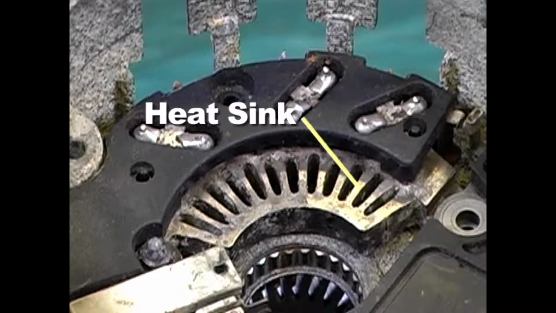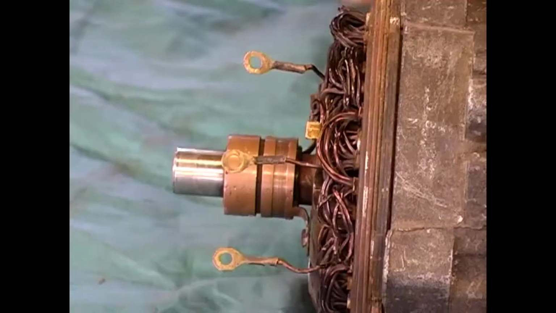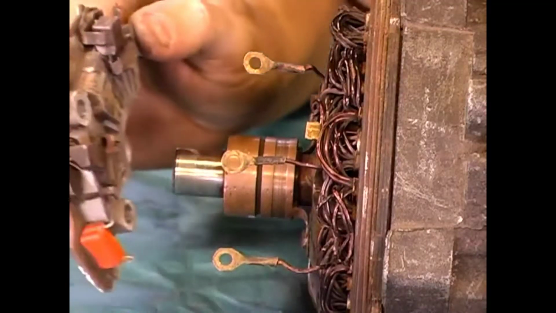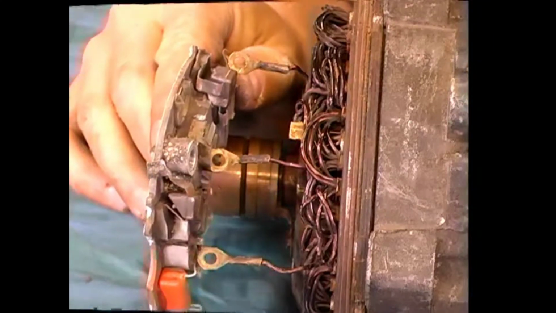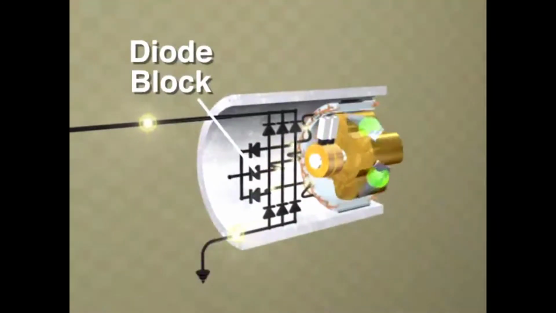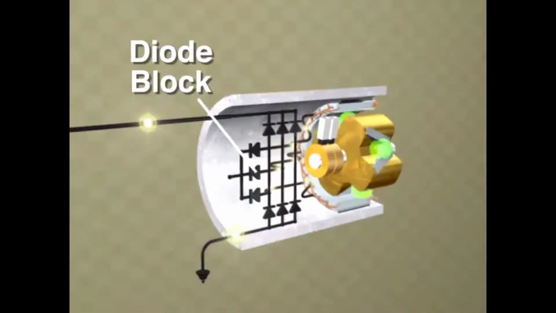A heatsink is often used to dissipate heat and protect the diodes from damage. Wires leading out of the diode block solder or connect to the 3 wires at the stator. This animation demonstrates the basic action of a diode block.